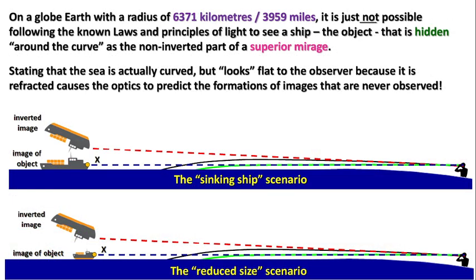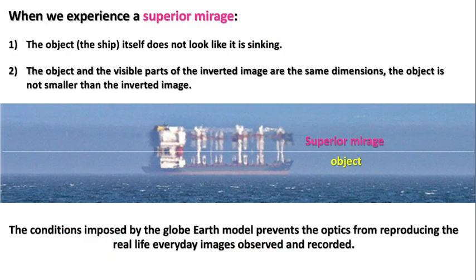On a globe Earth with a radius of 6,371 kilometers or 3,959 miles, it is just not possible, following the known laws and principles of light, to see a ship, the object, that is hidden around the curve as the non-inverted part of a superior mirage. Stating that the sea is actually curved but looks flat to the observer because it is refracted causes the optics to predict the formations of images that are never observed. When we experience a superior mirage, 1.